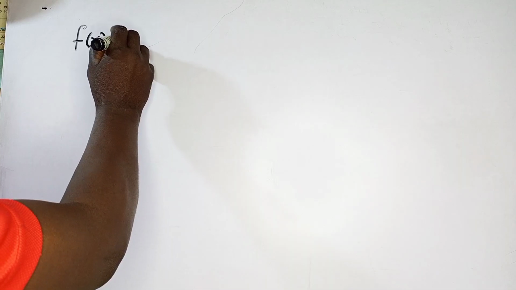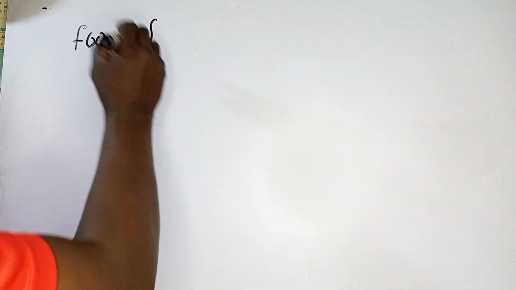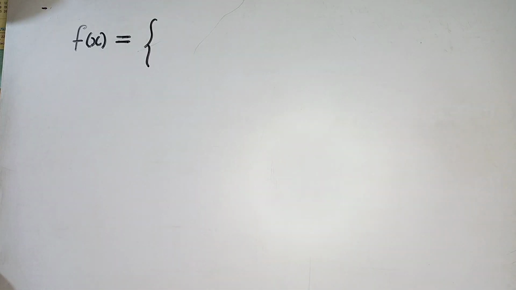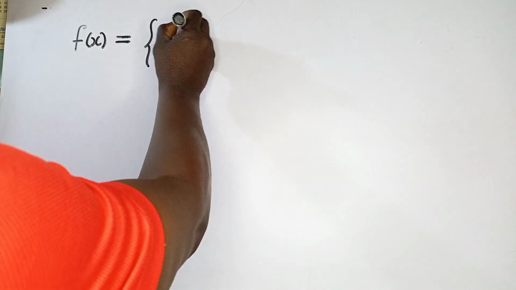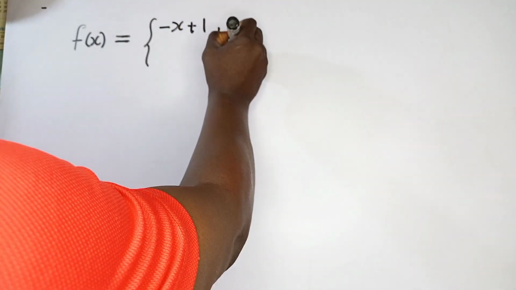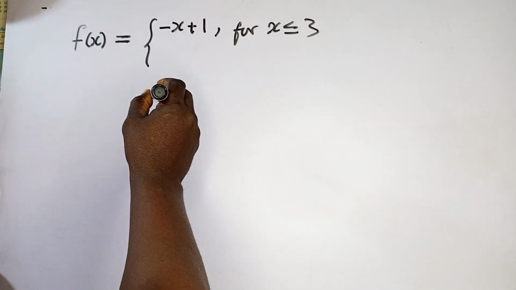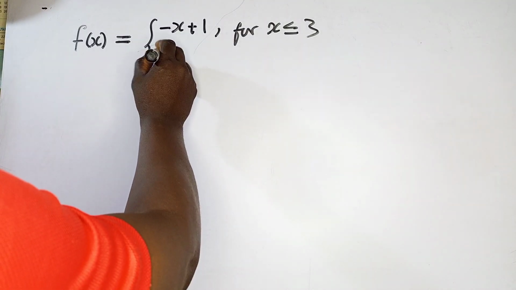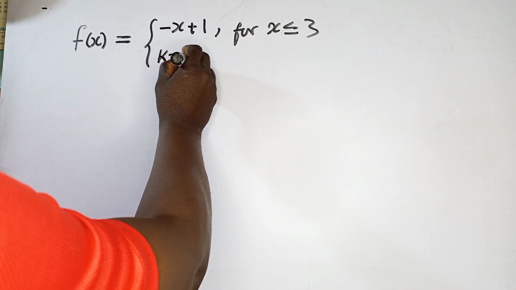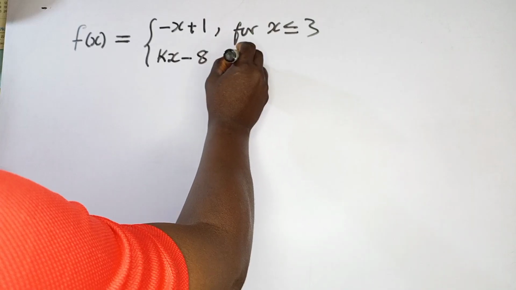Our function f of x is defined in two different manners depending on the portion of its domain that we are working on. For all values of x less than or equal to 3, the function is defined as negative x plus 1. And for all values of x greater than or equal to 3, the function is defined as kx minus 8.